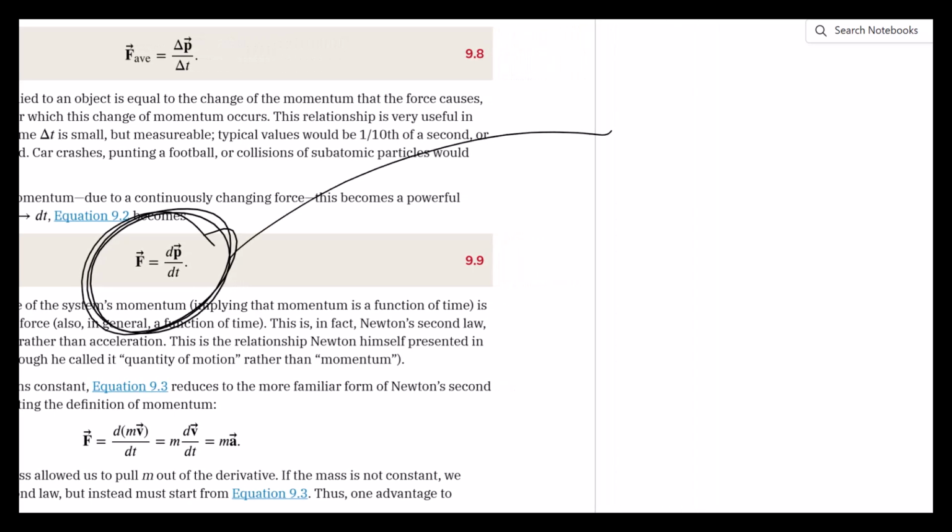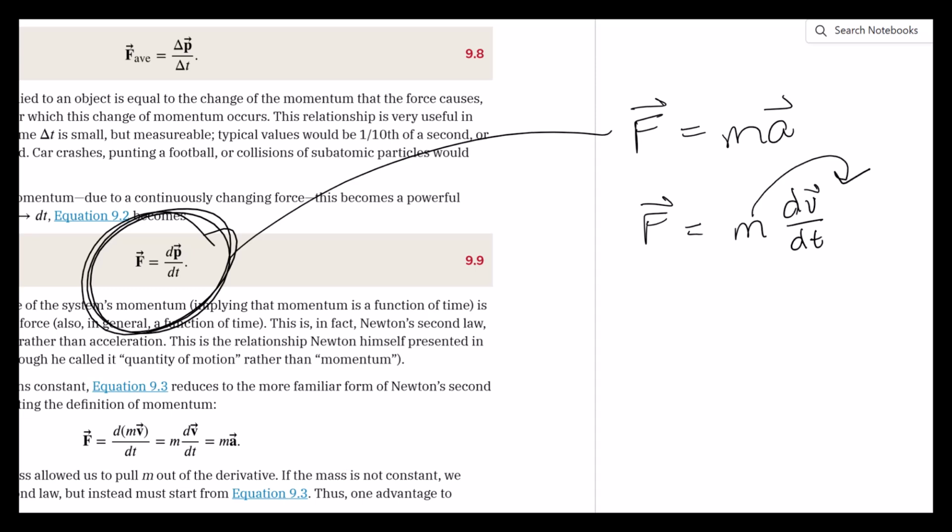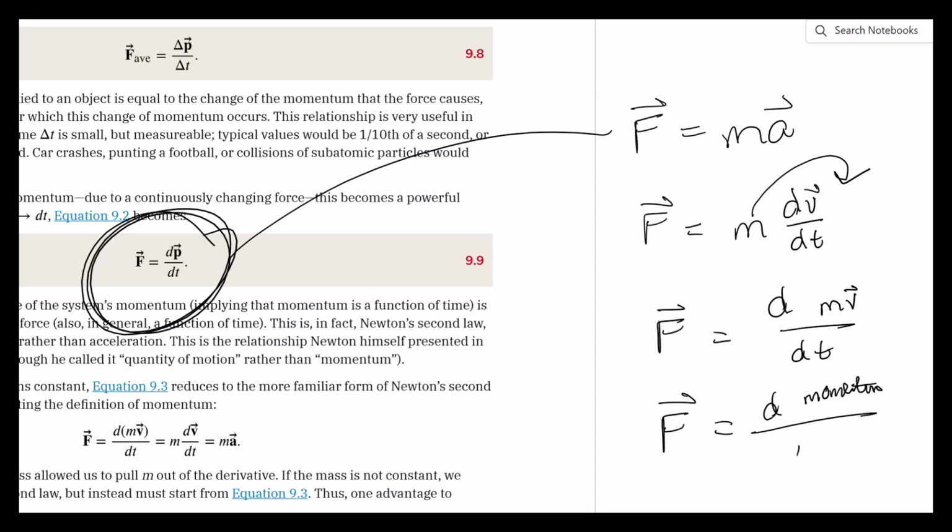So remember when we said F equals ma, and then later on, well, then we said F equals M dV dt. Since M is a constant, we can also put it there. So F equals d mv dt, right? So just F equals d momentum dt. And so in your case, in the book's case, it's using dp dt.